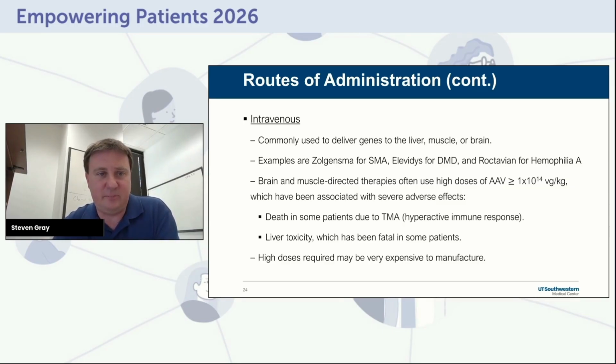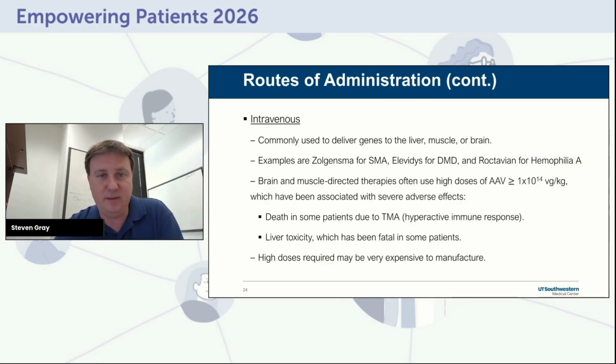One aspect of this is, especially when you're doing brain and muscle-directed therapies, these often use quite high doses. These are the highest doses of AAV that are administered across any gene therapy treatments. And as those doses have pushed higher, this is where we've seen most of the serious adverse effects of AAV-based treatments. There's death in some patients due to TMA, which is basically a hyperactive immune response, and also instances of liver toxicity, which, in some patients in some clinical trials, has been fatal.